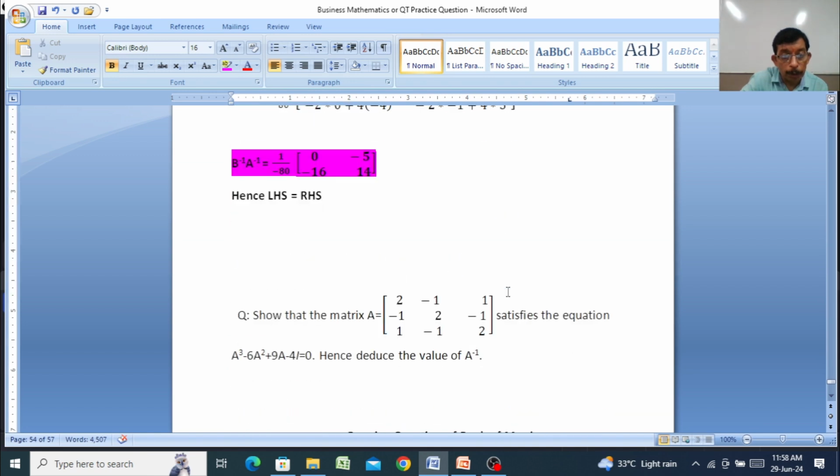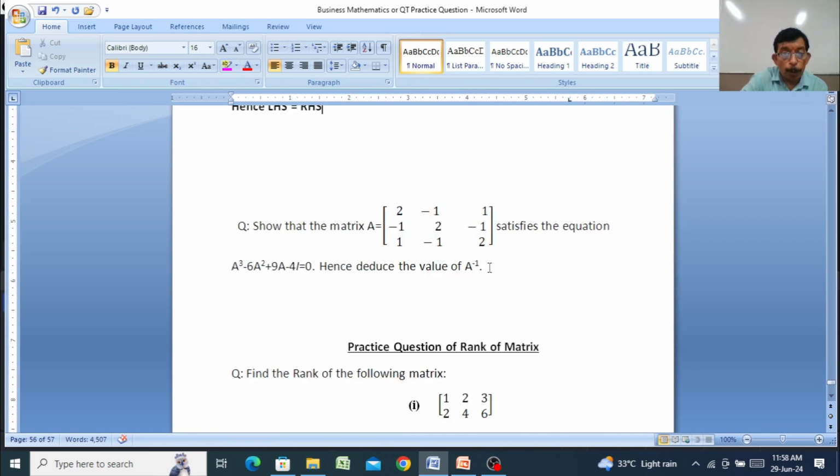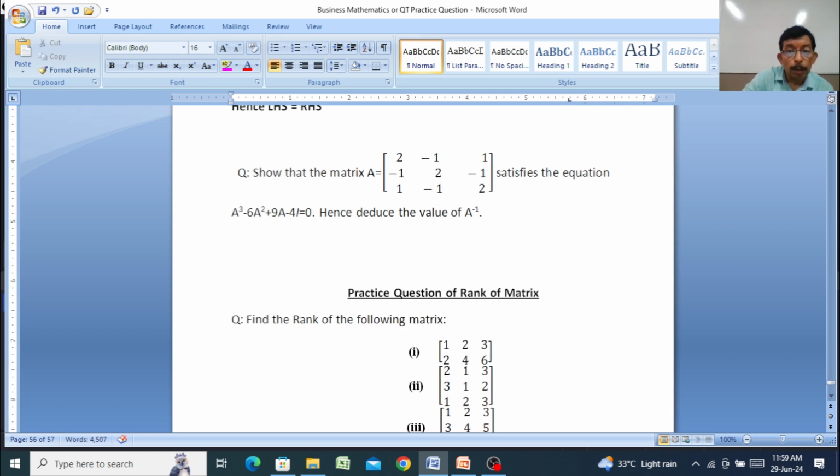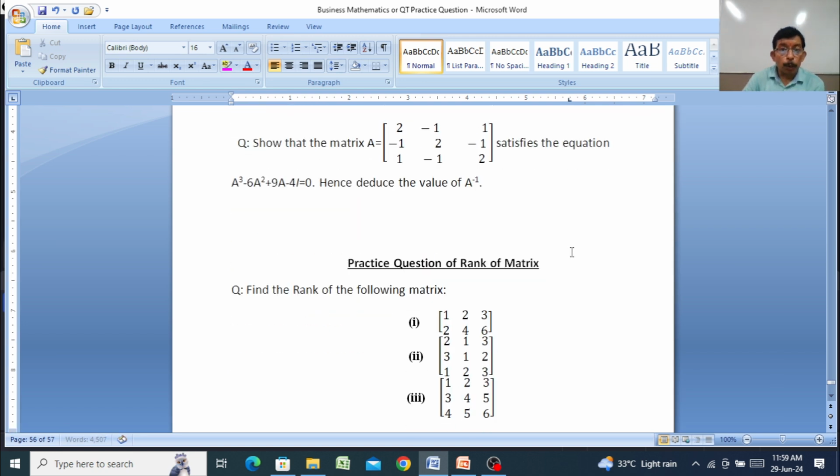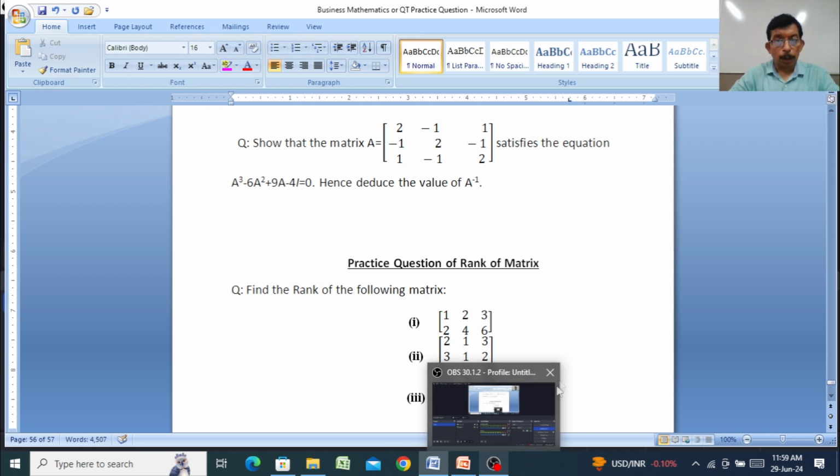Now the next question. This is the most important question and comes throughout in various university papers. The matrix A satisfies the equation A cubed minus 6A squared plus 9A minus 4I. Now solve.